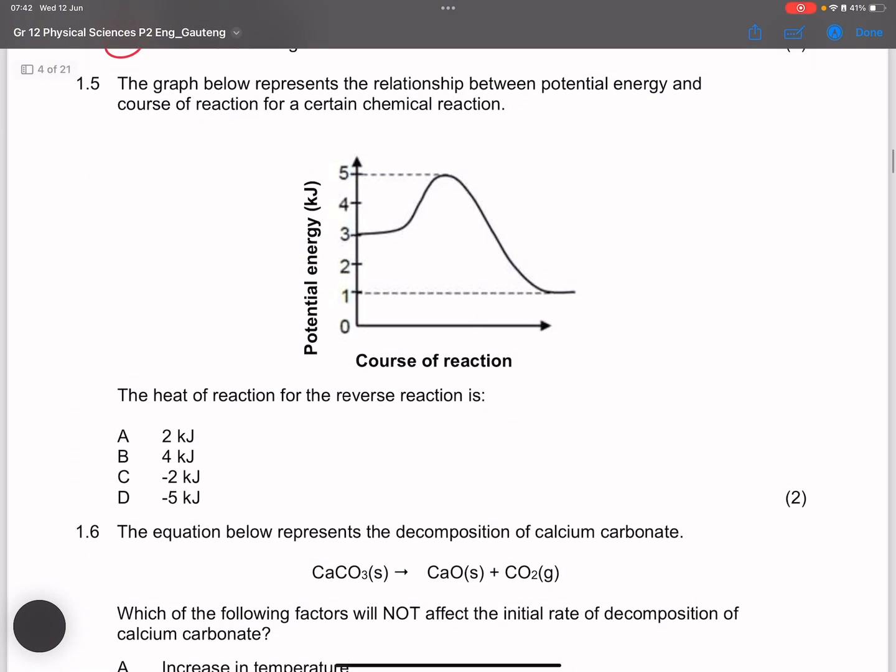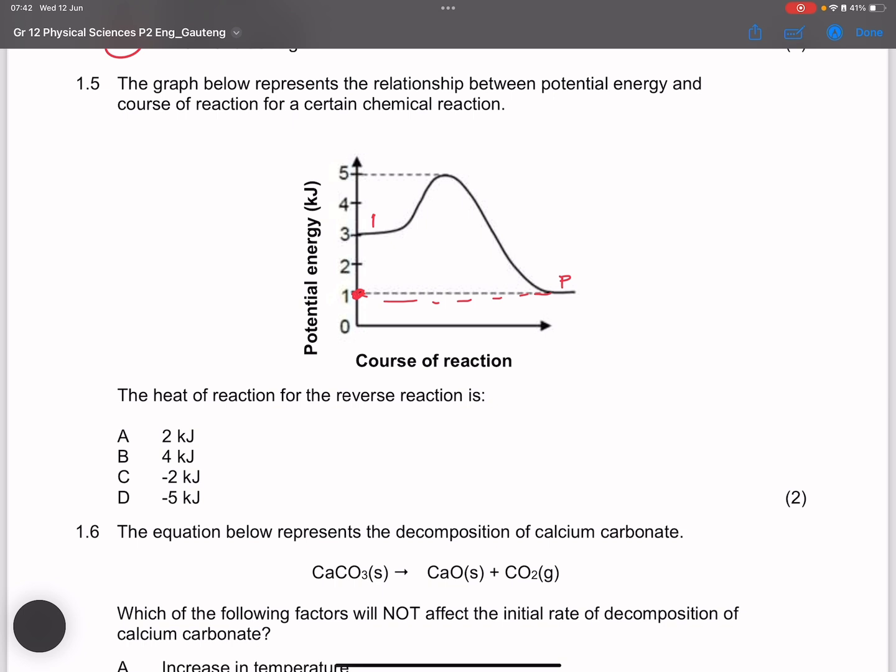1.5 simply says the graph below represents the relationship between potential energy and the cost of the reaction for a certain chemical reaction. They say the heat of the reaction for the reverse reaction is. Now note, if we were to look at the forward reaction, the heat of the reaction would be the energy of the products minus the potential energy of the reactants.